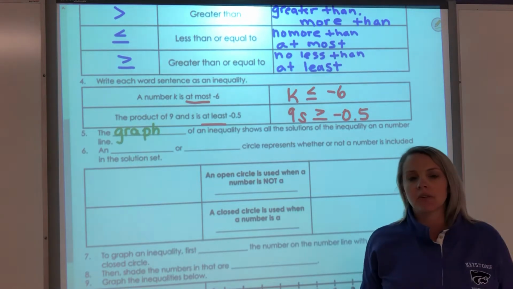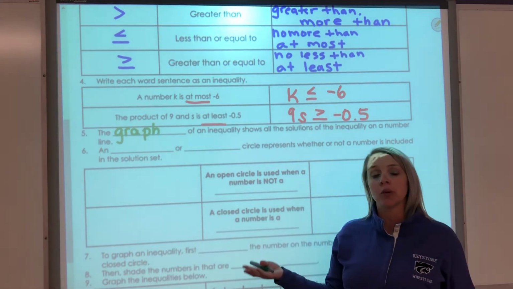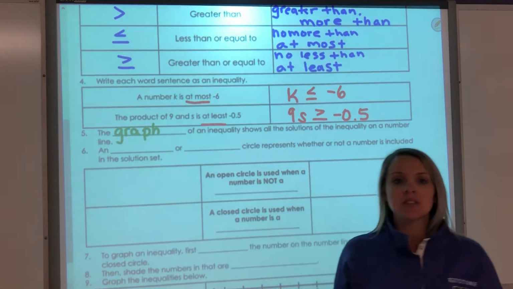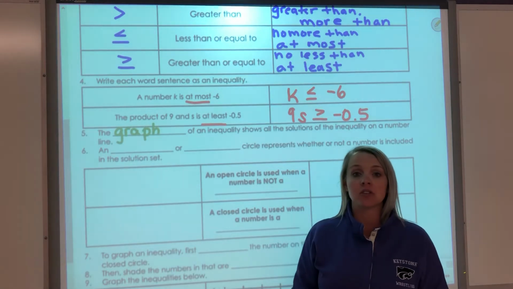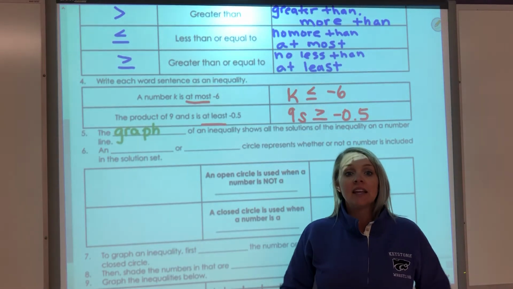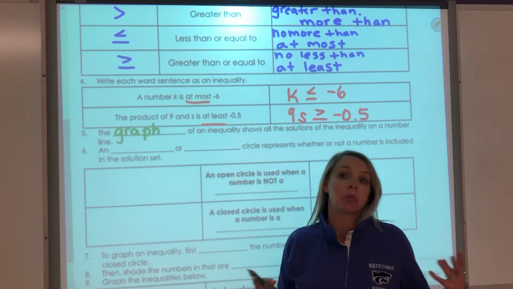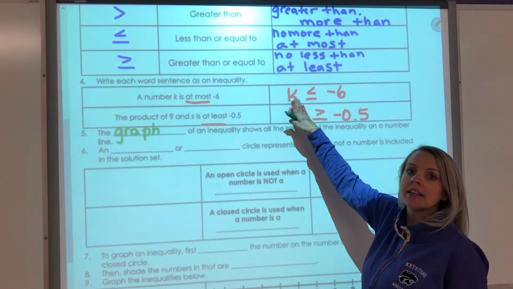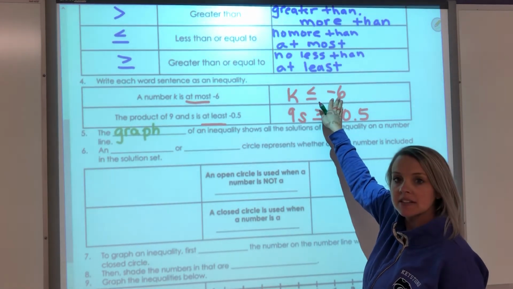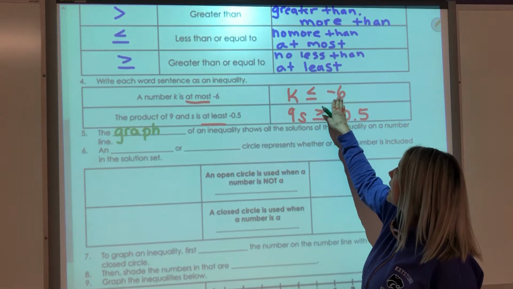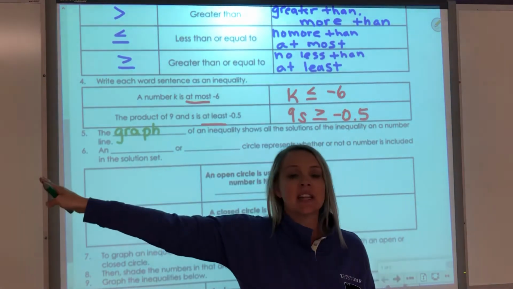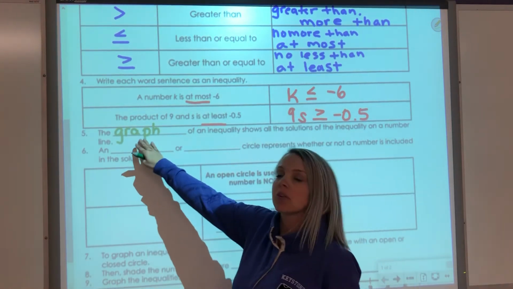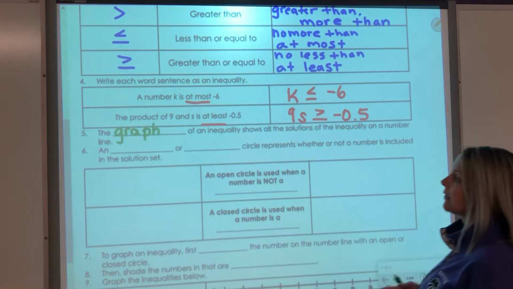Now, why would we use a graph? And what's the difference between what we were doing with equations and expressions and an inequality? Well, equations, for your purposes as 7th grade math students, only have one solution. An inequality can have millions and trillions and an infinite amount of solutions. Because when we look at this inequality, k is less than or equal to negative 6, that means that we can have negative 6, or we can have any number that is less than negative 6 be a solution to our inequality. So that's where we can use a graph to help represent that value.